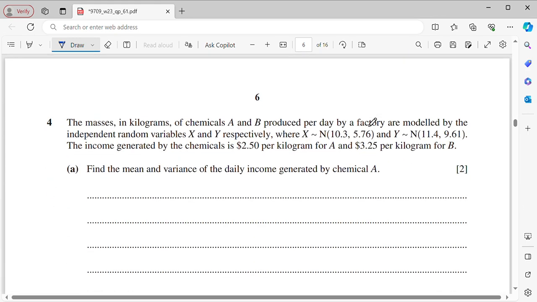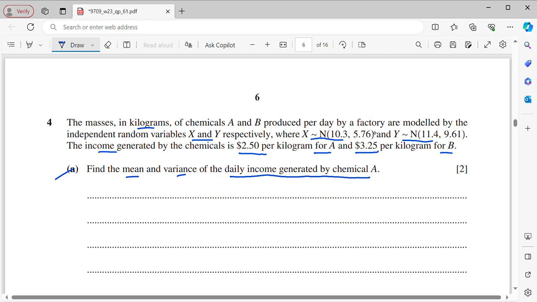Okay, now next, question number 4. The masses in kilograms of chemicals A and B produced per day by a factory are modeled by independent random variables X and Y respectively, where this is the distribution of X and this is the distribution of Y. The income generated by the chemicals is $2.50 per kilogram for A and $3.25 per kilogram for B. Now A, find the mean and variance of the daily income generated by chemical A.